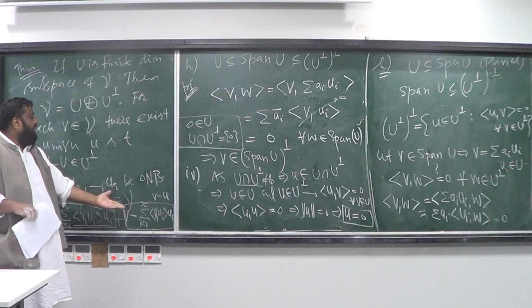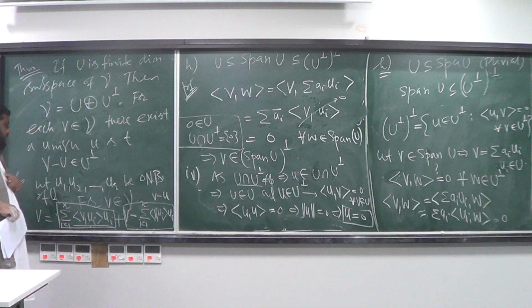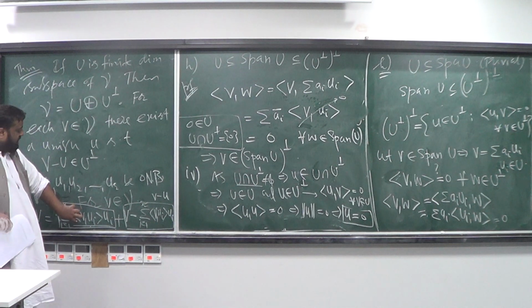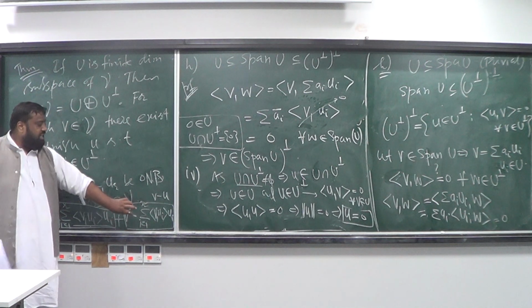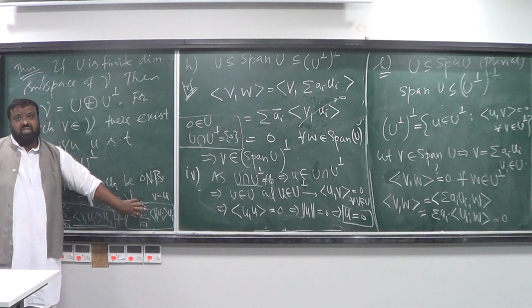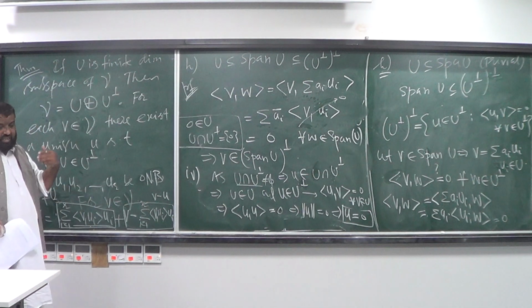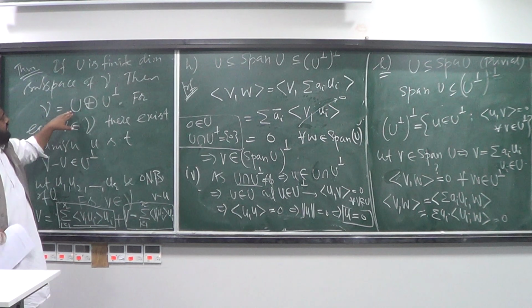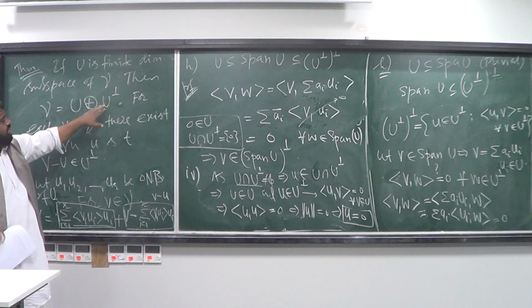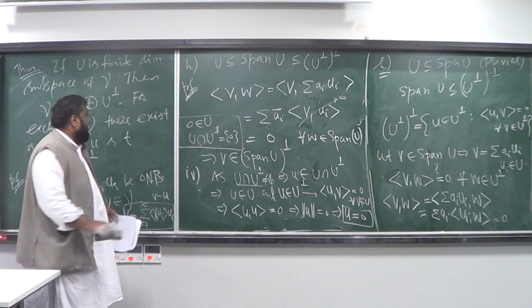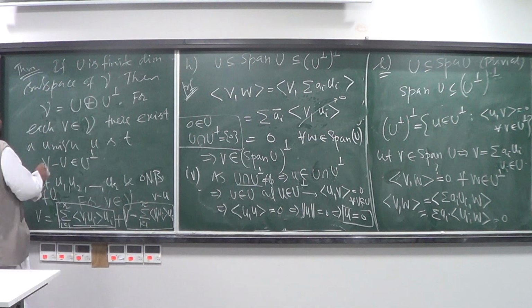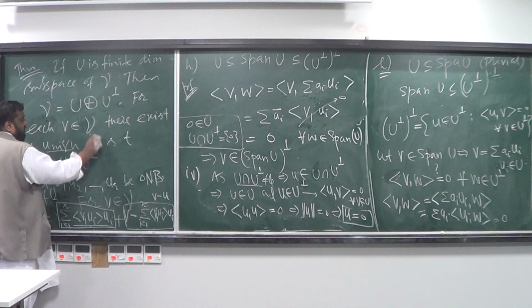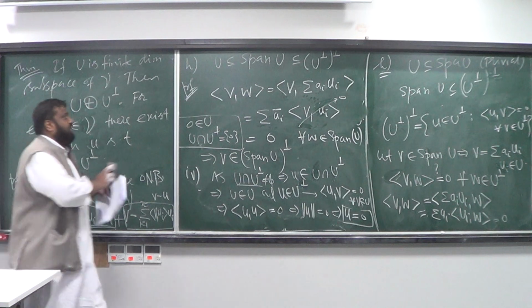So if it is an element in U perp, then what will happen? Then V has been written as an element of U and U perp. So this will prove that V can be written as a direct sum of U and U perp. The only thing finally that will remain to be proved is that the U is unique, the uniqueness of it.